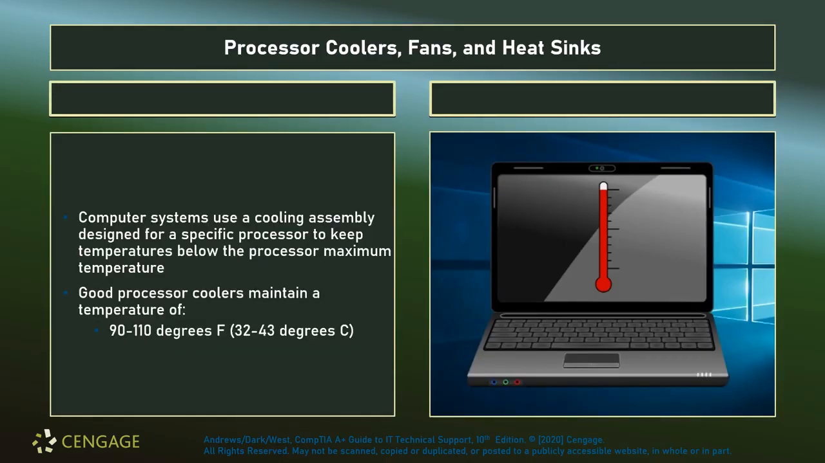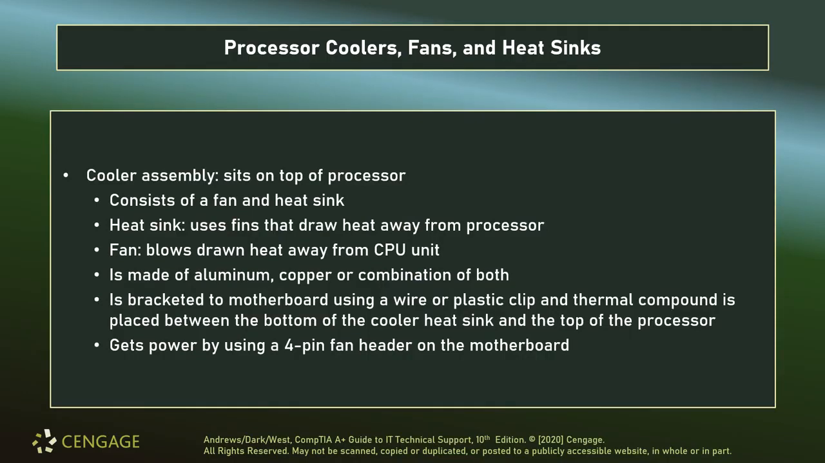Computer systems are designed to keep processors below a particular maximum temperature. A good cooler should maintain a temperature of about 90 to 110 degrees Fahrenheit, or 32 to 43 degrees Celsius or centigrade. The cooler assembly is, as I said, the combination of a fan, a heat sink, and any other accoutrement that may be included. In some cases, people will include the thermal paste because it's an enhancement. Some people won't. Because they often come pre-applied, I do list it in here as part of that, but it's really just a matter of semantics.